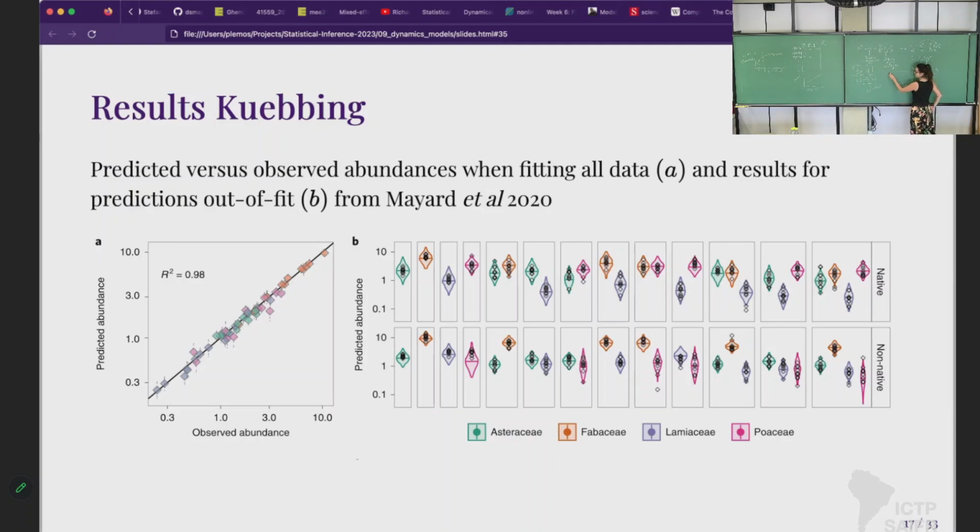This is what the matrix would look like for that system. We have the interaction between the native asteraceas, then the interaction between the asteracea and fabacea, between the asteracea and laminacea, and between the asteracea and poacea. So this is the matrix that we want to estimate, and it gives the interactions, or how each species is influencing the abundance of every other species.